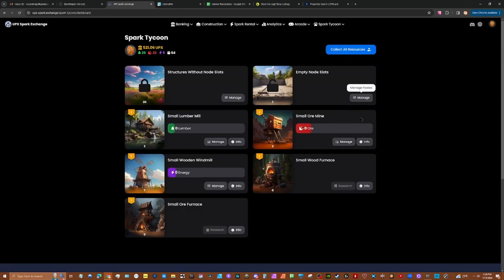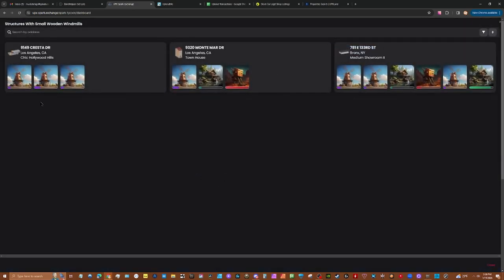Now, let's just take a look at one of my energy nodes. So you can see I have three nodes here. This was my first node. This is actually my home address in Beverly Woods in California. The first thing I did was I built three energy nodes. Okay, now to build a node, it's gonna cost you 1,000 UPX per slot. So each one of these slots costs 1,000 UPX.